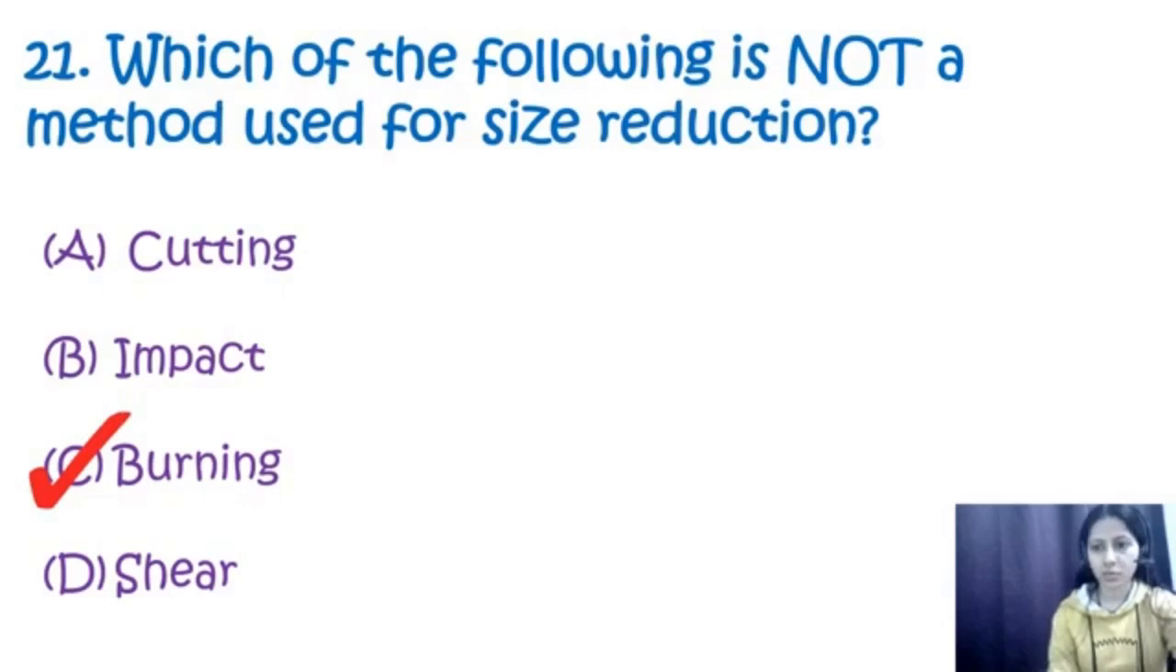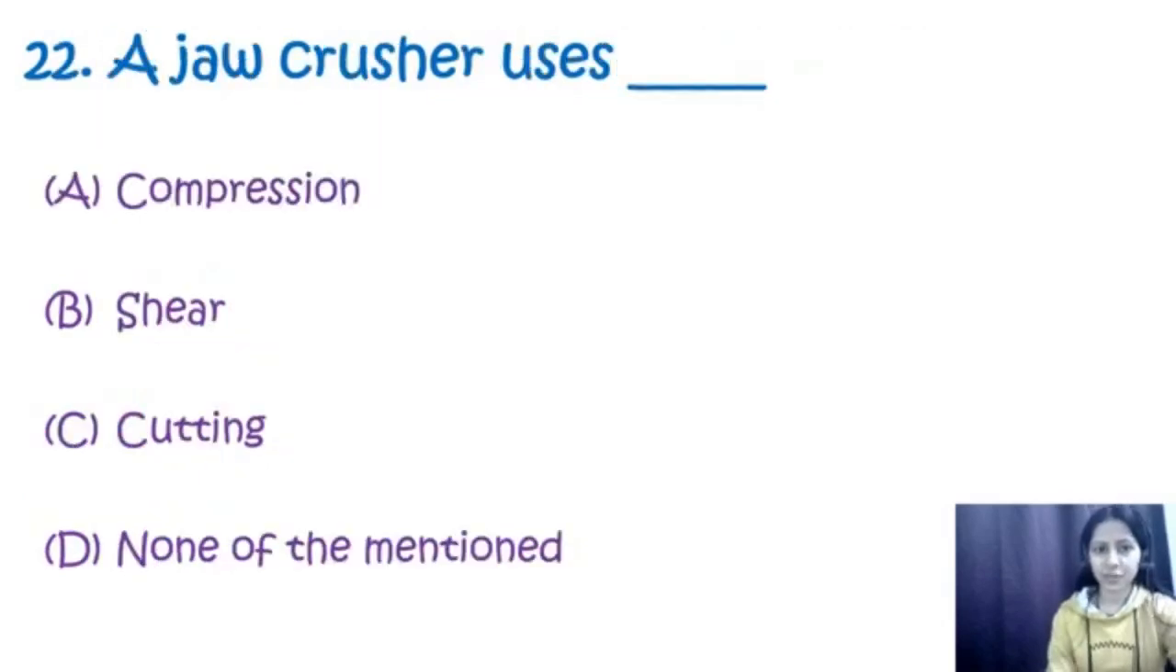Next, number 22. A jaw crusher uses A compression, B shear, C cutting, and D none of the mentioned. So option number A is correct, that a jaw crusher uses the compression force.